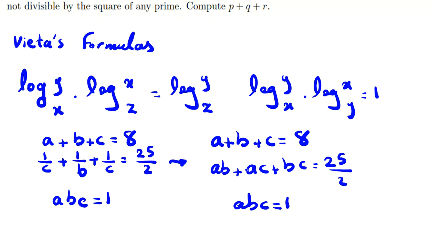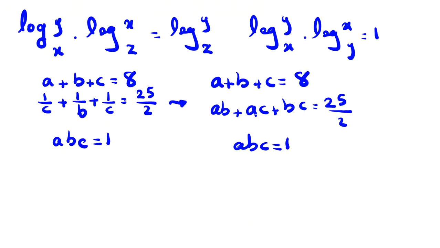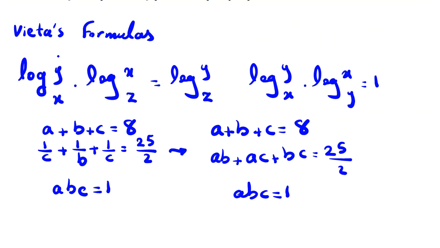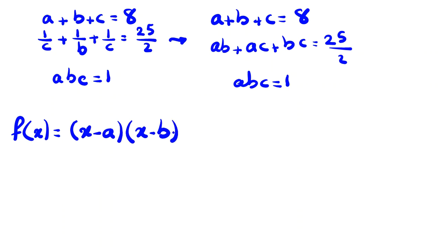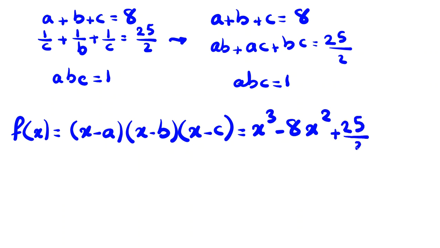So if we have these things and want to find a, b, c, one of the most useful ideas is using Vieta's formulas. I define a polynomial whose roots are a, b, and c because I want to find a, b, c: x minus a, x minus b, x minus c. Now it will be x cubed. The coefficient of x squared will be negative a, negative b, negative c, which will be negative 8x squared. And the coefficient of x will be ab plus ac plus bc, which will be 25 over 2 x. And negative abc, which will be negative 1.